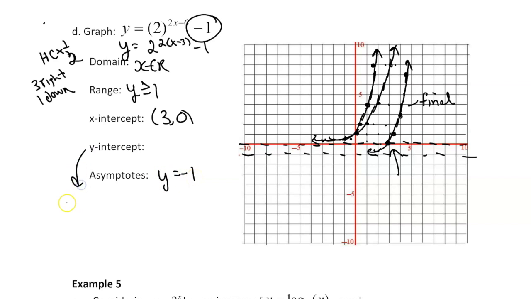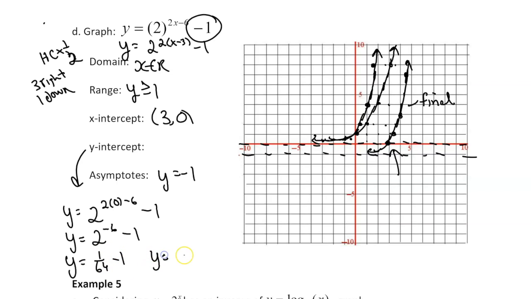The y-intercept, if you put in 0 for x, you're going to get y equals 2 to the -6 subtract 1. So you're going to get y equals 1 over 64 subtract 1. And you would end up getting y equals -63 over 64. Looking at that, that looks pretty bang on. It'd be just below -1 right there. Or just above -1, sorry.